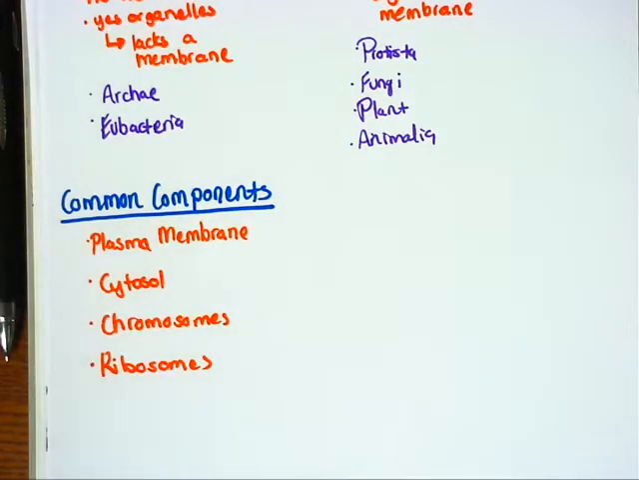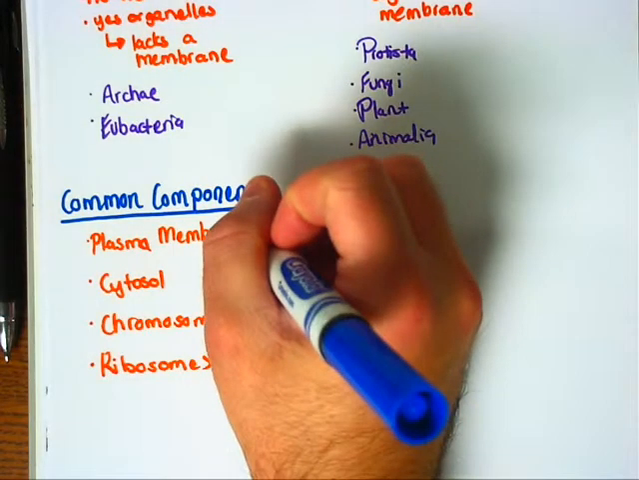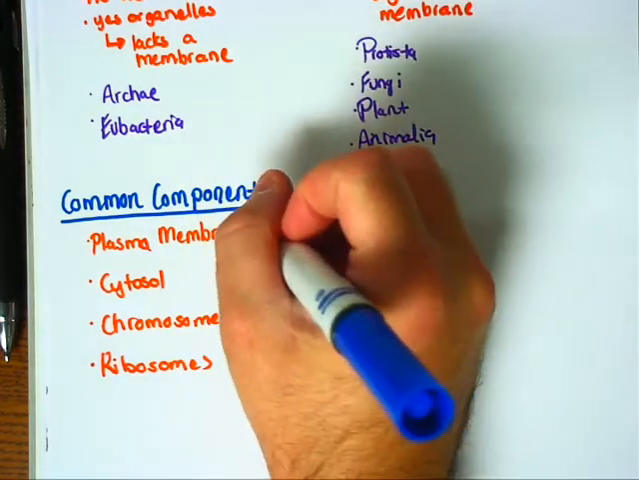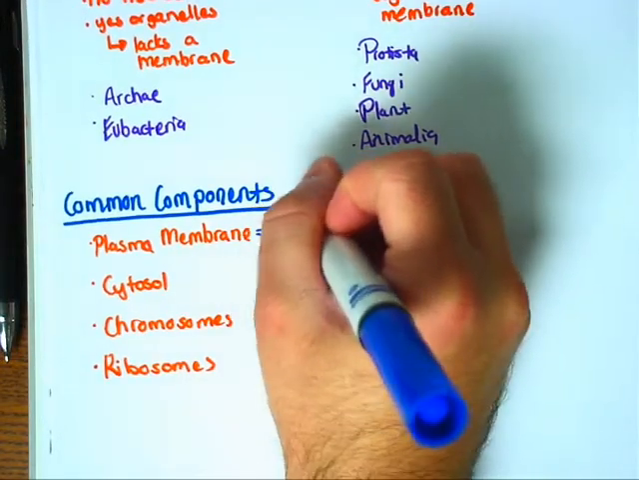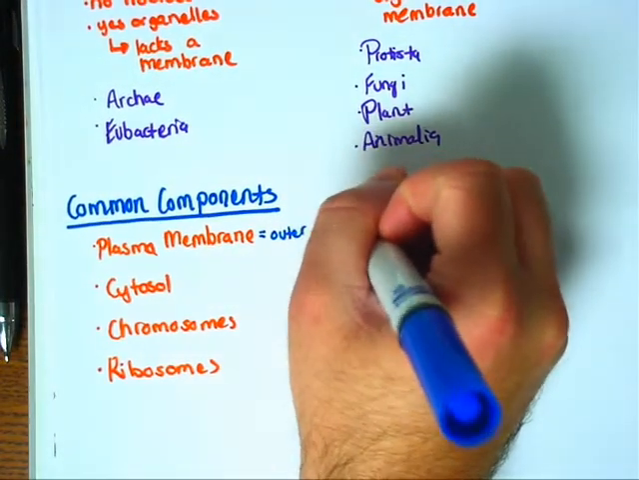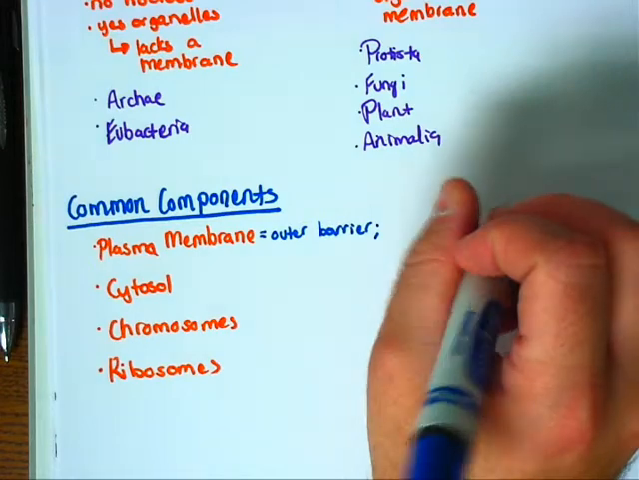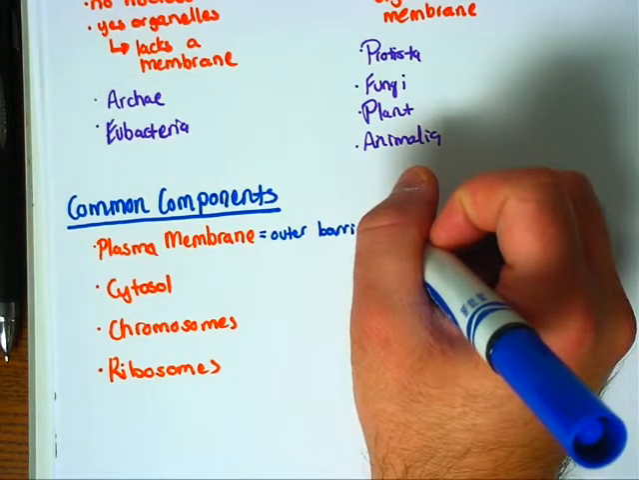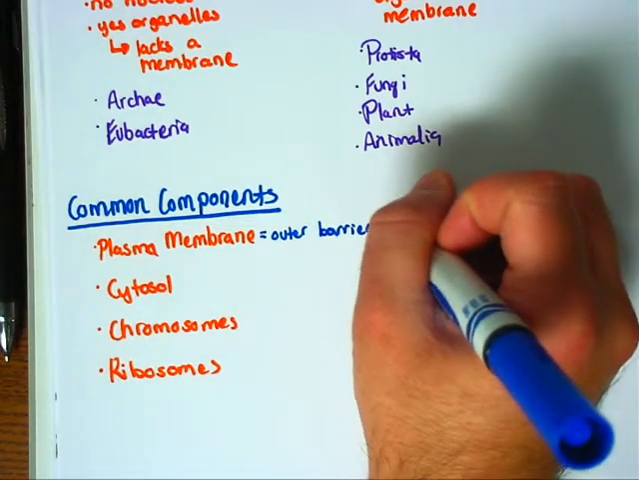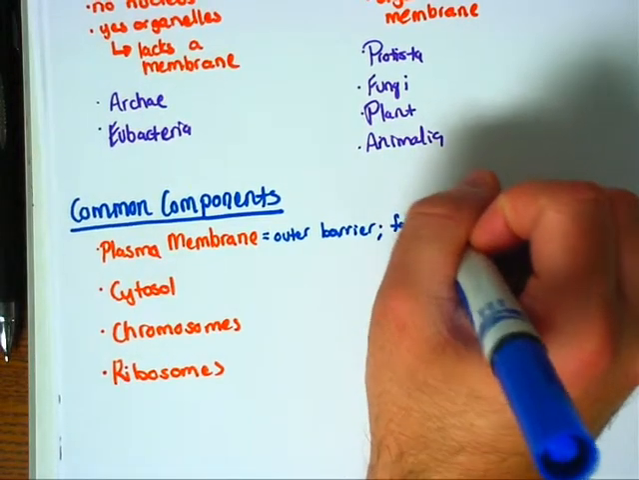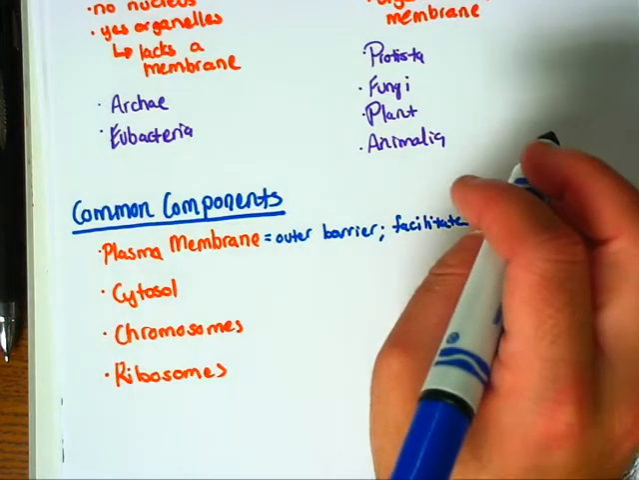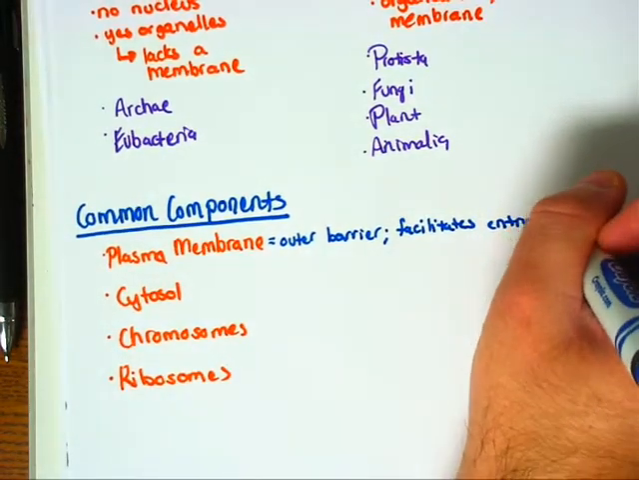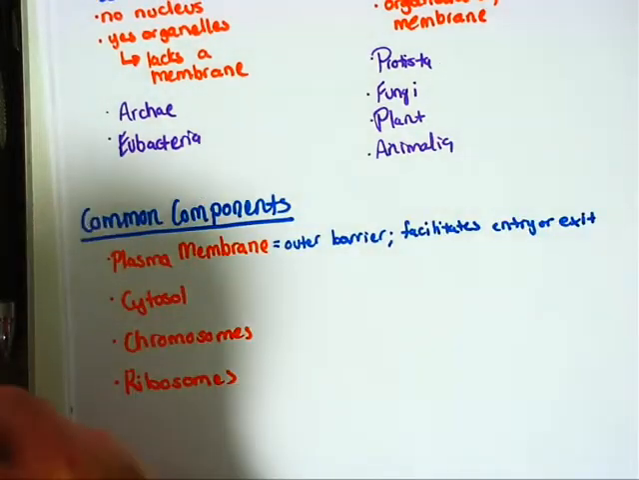As far as the plasma membrane goes, what's its function? What is it? It really facilitates osmosis or whatever the other one is. Okay, so it's an outer barrier, right? And it can facilitate or allow maybe entry or exit, depending on what we're talking about.